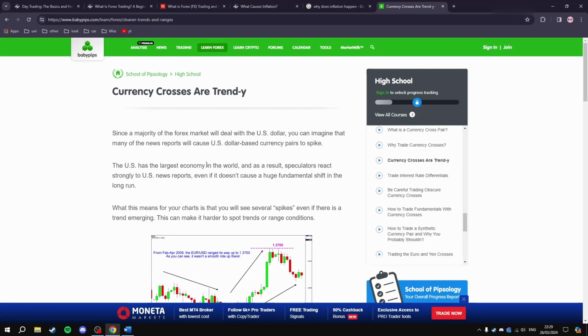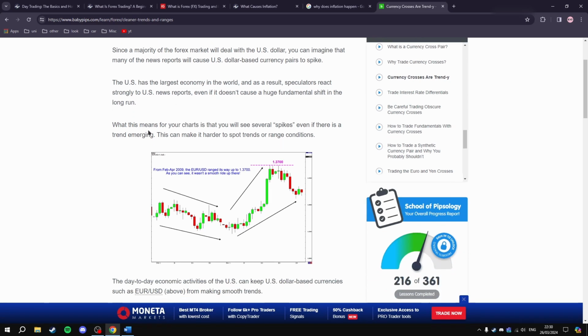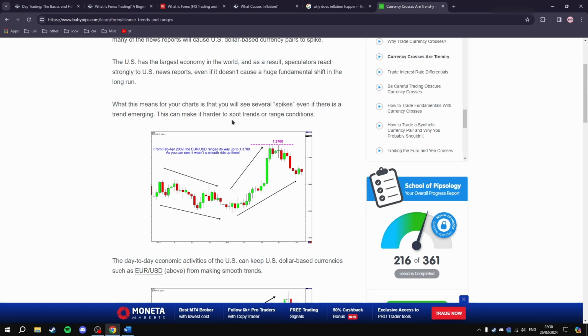Since the majority of the Forex market would deal with the US dollar, you can imagine that many of the news reports will cause US dollar based currency pairs to spike. The US has the largest economy in the world, and as a result, speculators react strongly to US news reports even if it doesn't cause a huge fundamental shift in the long run. What this means for your charts is that you will see several spikes even if there is a trend emerging. This can make it hard to spot trends or range conditions.